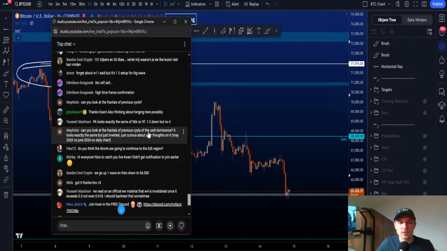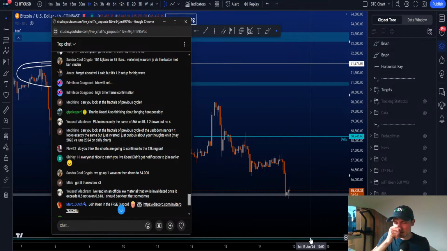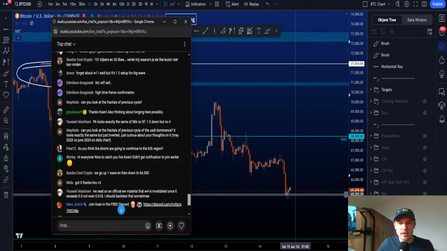With regards to USD dominance, oh, it's not BTC dominance. I would need to check that. I don't know that chart out of my head. Do you think the shorts are going to continue to 62K? If we lose the support where we are now, then the next area would be 63, where I have some significant support again. For now, we're at support, but we are looking and waiting for some signs of strength.